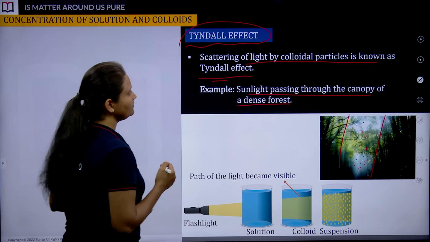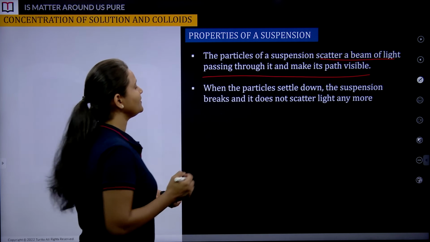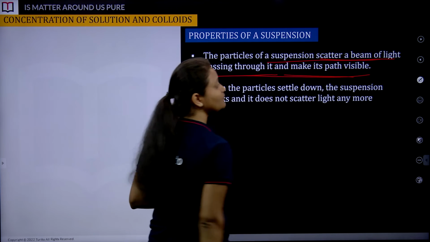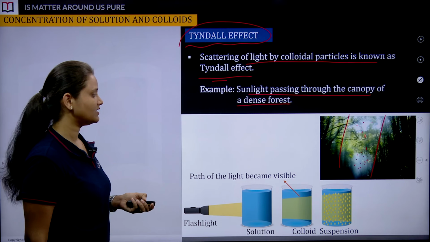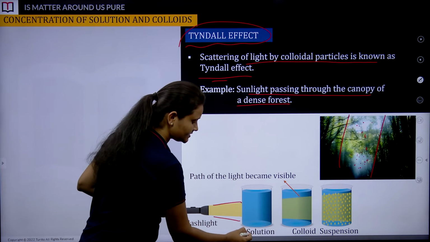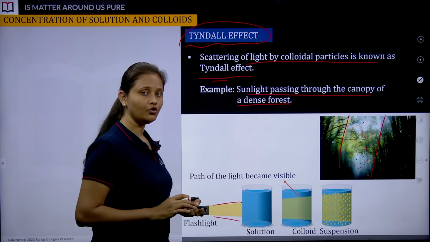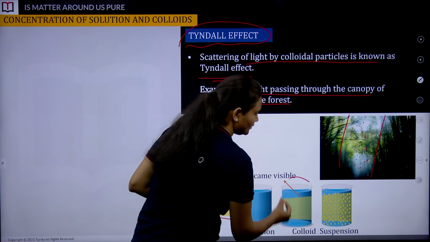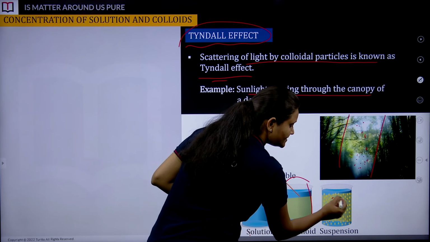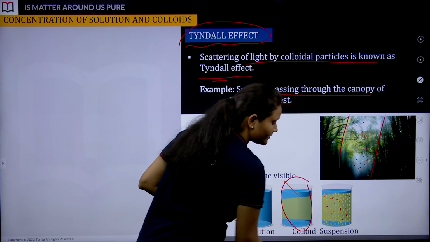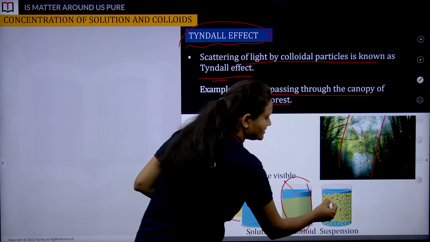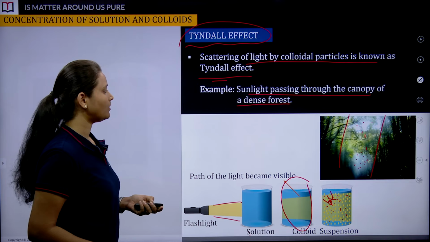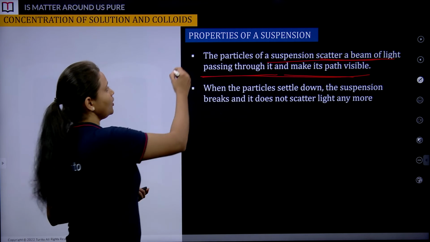Same thing is observed when we talk about suspension. The particles of suspension scatter a beam of light passing through it and make its path visible. That means it shows the Tyndall effect like this. Here is the flashlight. This is a solution. We have seen a solution does not show the Tyndall effect, or it does not scatter the beam of light. As of now ignore colloid, but here the particle size is quite big, and that's why the particles reflect the light and are quite visible. All right, so this is the important property of suspension.